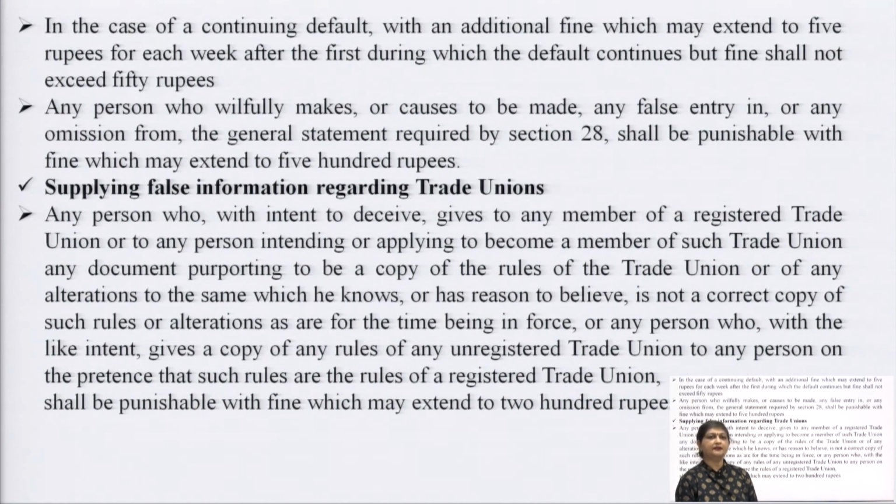Now, the next offence is supplying false information regarding trade unions. Any person who, with intent to deceive, gives any member of a registered trade union, or any person intending or applying to become a member of such trade union, any document purporting to be a copy of the rules of the trade union or of any alterations to the same, which he knows or has reason to believe is not a correct copy of such rules or alterations for the time being in force, or any person who with the like intent gives a copy of any rules of any unregistered trade union to any person on the pretense that such rules are the rules of the registered trade union, shall be punishable with a fine which may extend to 200 rupees.